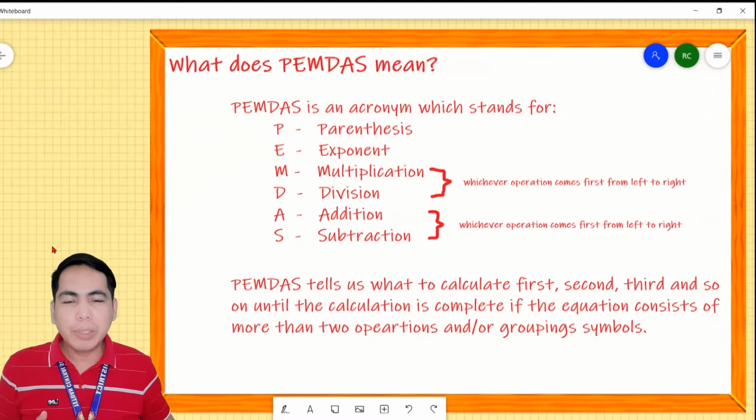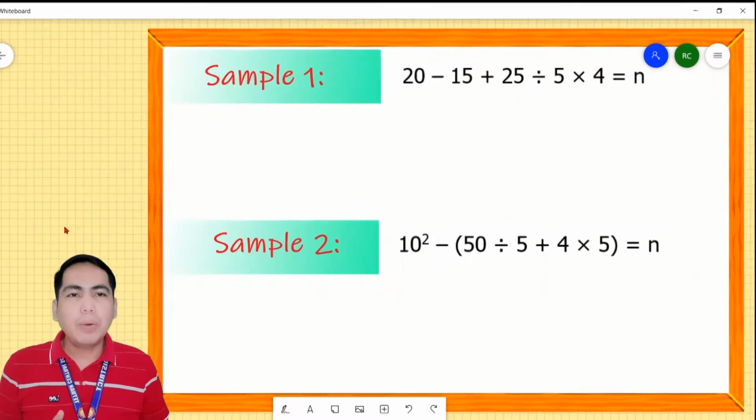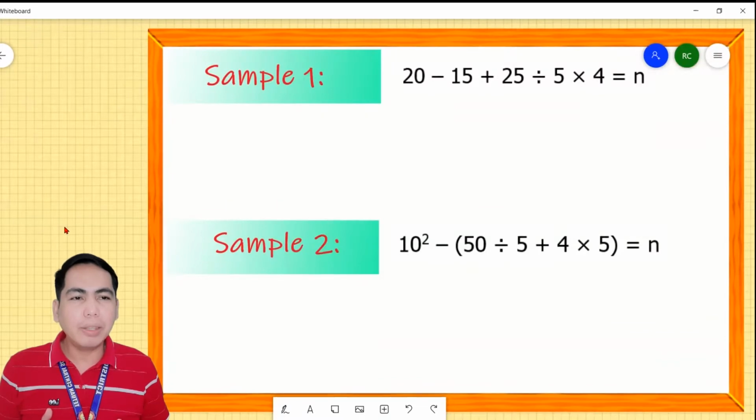So let us have some examples in which we are going to use the PEMDAS rule. We have here example number 1. 20 minus 15 plus 25 divided by 5 times 4 is equal to n. Based on the PEMDAS rule, we have to read the equation from left to right. And then we have to identify first if the equation consists of parentheses or groupings. And then after that, we have to identify also if the equation consists of exponents.